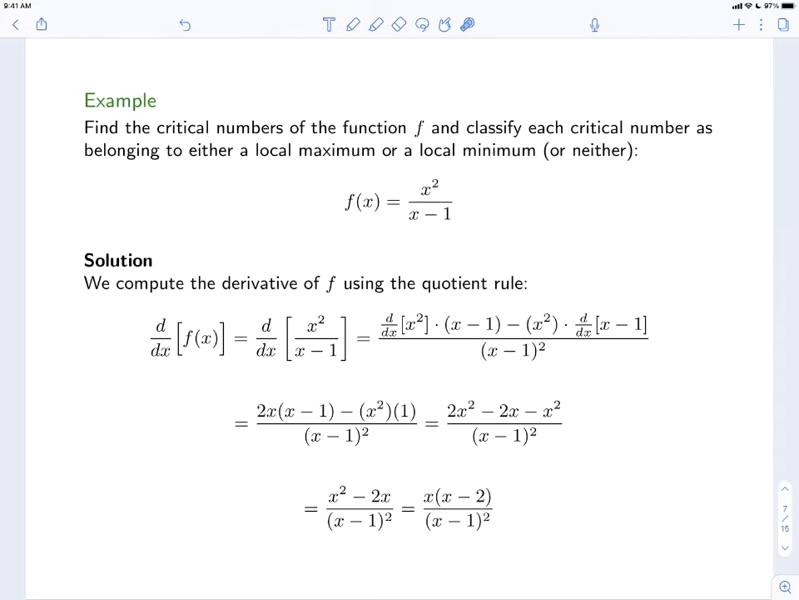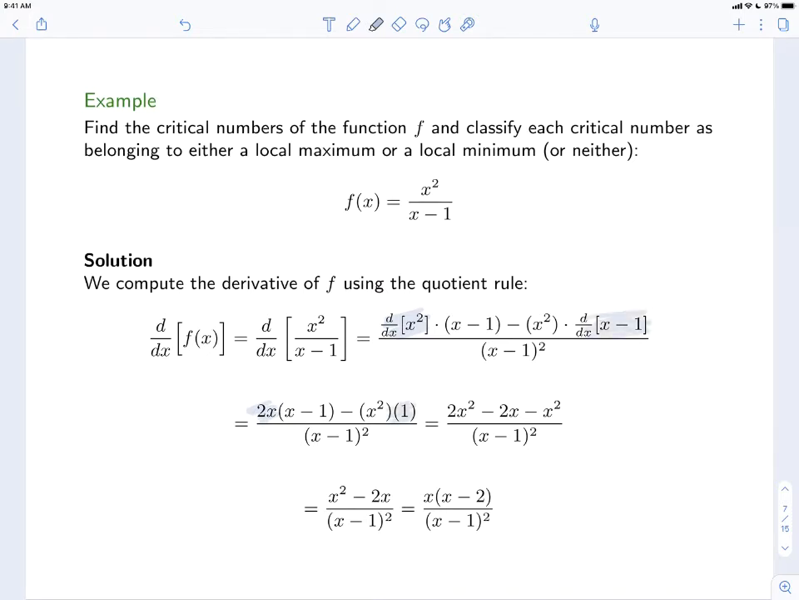them. We compute the derivative of f using the quotient rule. So the derivative of f is the derivative of x squared divided by x minus 1. And using the quotient rule, this is the derivative of the top times the bottom minus the top times the derivative of the bottom divided by the bottom squared. The derivative of x squared is 2x, and the derivative of x minus 1 is just 1.